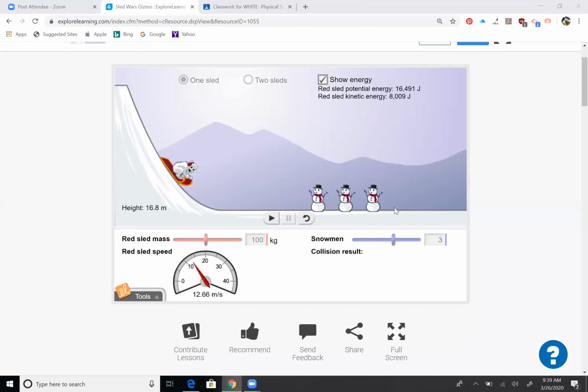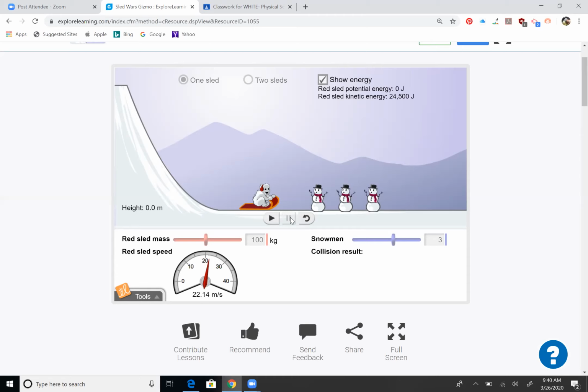All right, so I'm going to hit play and pause it at the bottom. We see that potential energy is now 0, kinetic is 24,500, and total would be 24,500. So how do the potential and kinetic energy change as the sled moves down? What happens with potential and kinetic energy? They switch. Perfect. You can use that word.